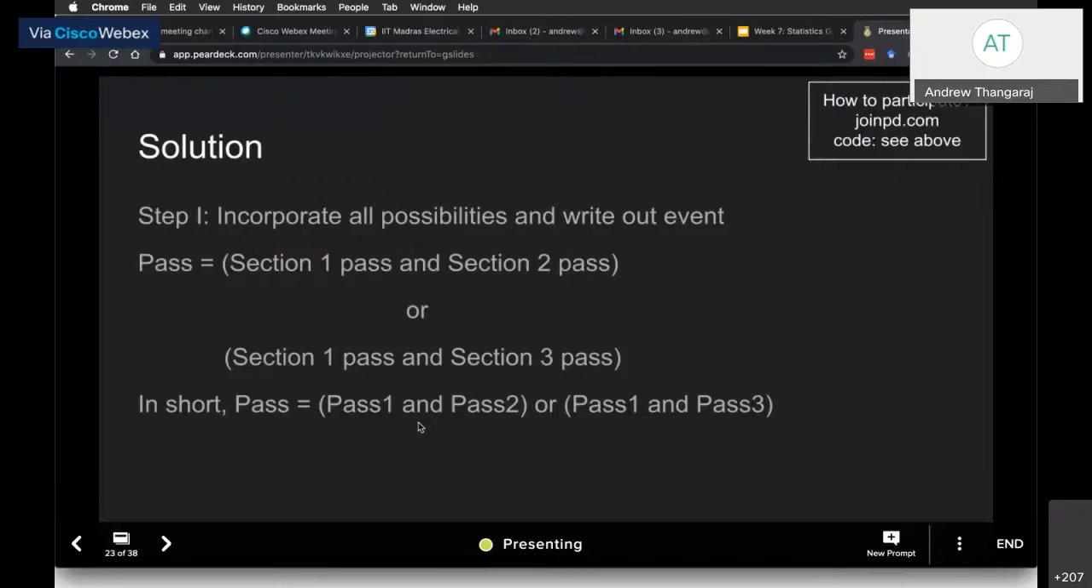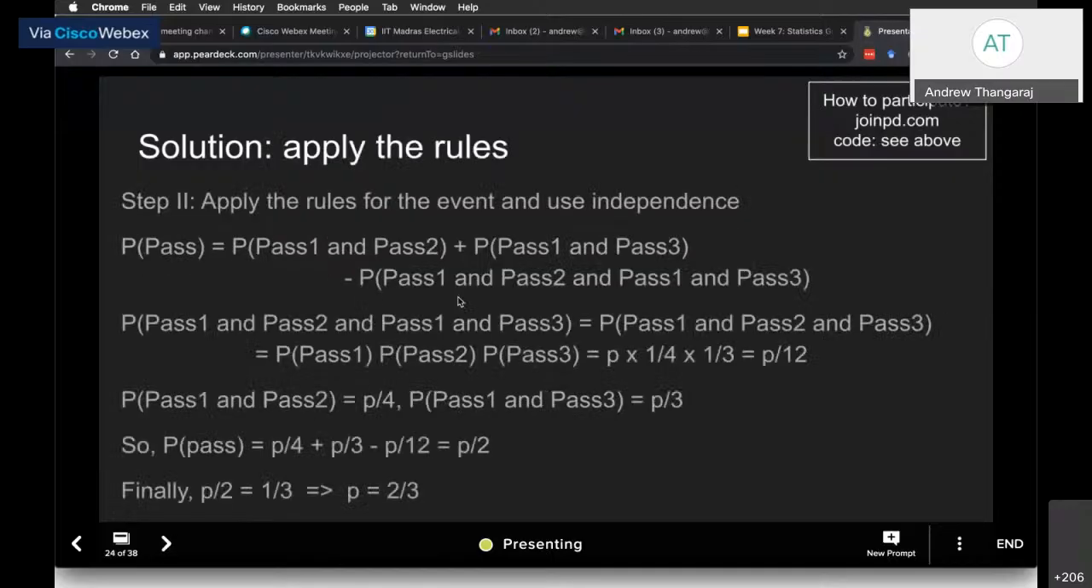Probability of event 1 or event 2 is probability of event 1 plus event 2 minus probability of the and of the two events. That's the formula. So why does this come about? Why do you need this minus? When you find probability of pass one and pass two, you're counting the case where one and two are passed. In the second term also you're counting the case where 1 and 3 are passed.